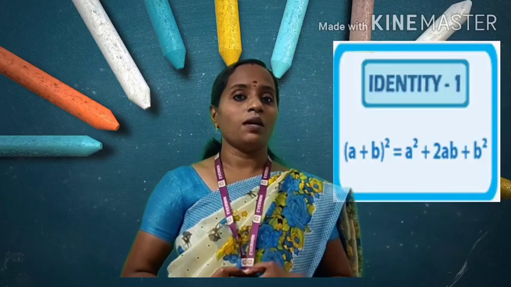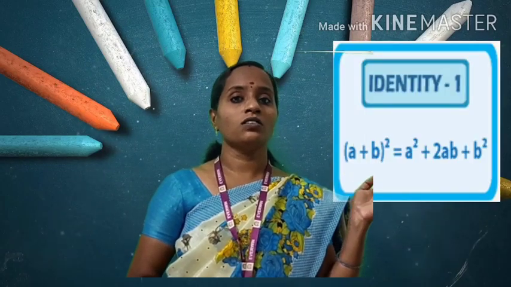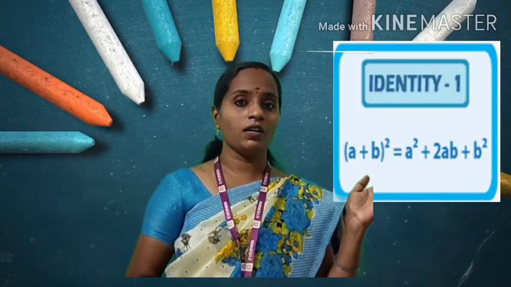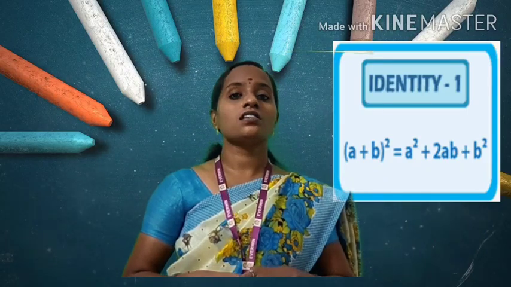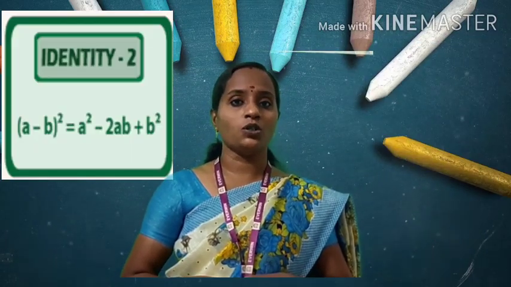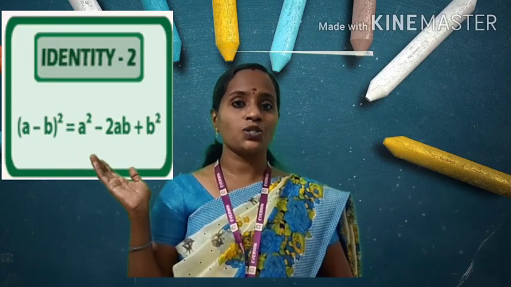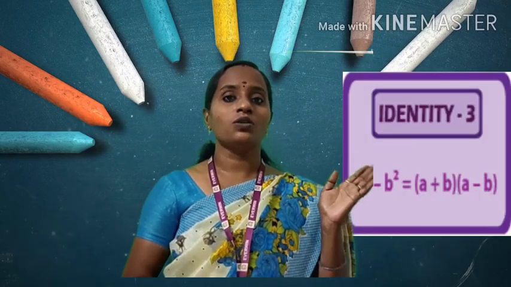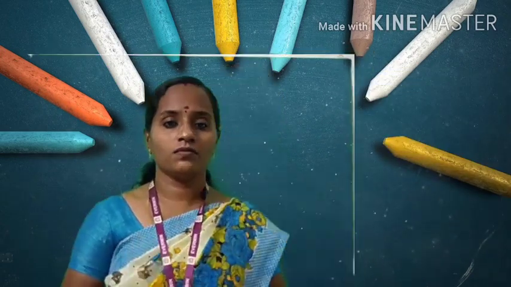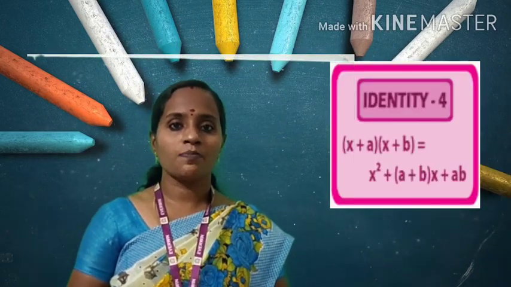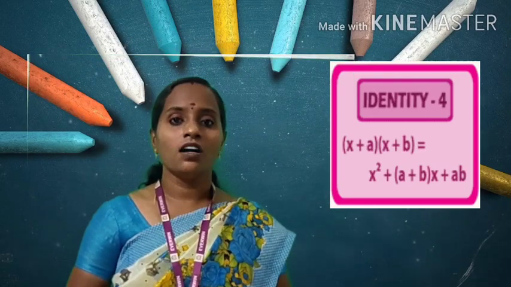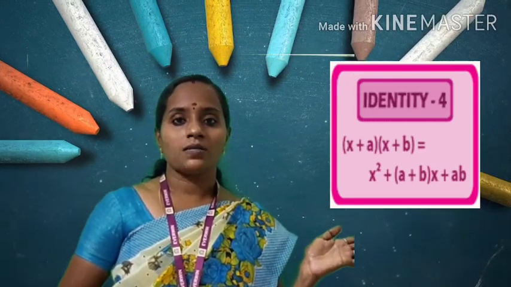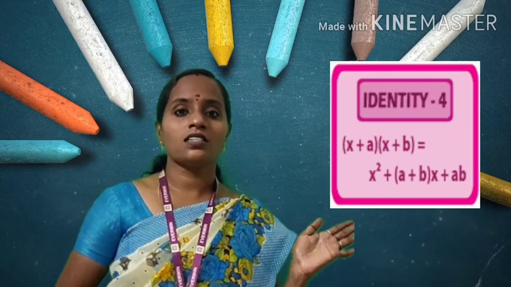First one, (a plus b) the whole square is equal to a square plus 2ab plus b square. Next, (a minus b) the whole square is equal to a square minus 2ab plus b square. Third identity is a square minus b square is equal to (a plus b)(a minus b). And we have the fourth one, (x plus a)(x plus b) is equal to x square plus (a plus b)x plus ab.